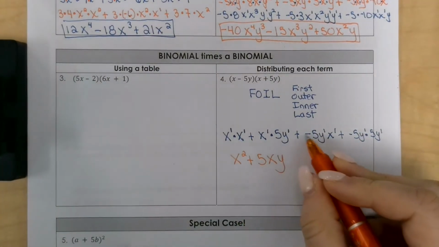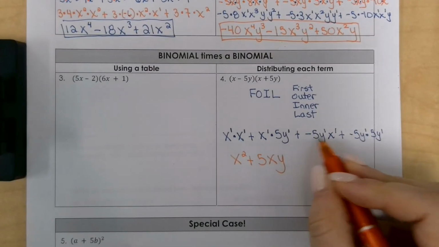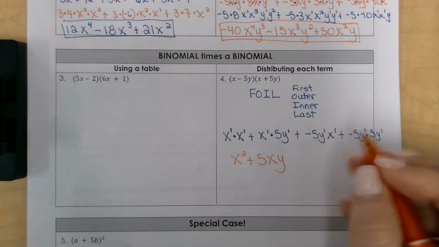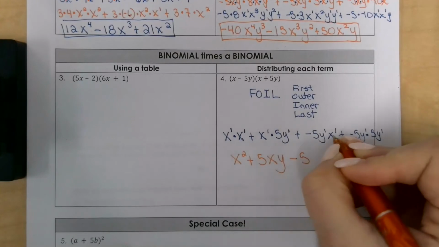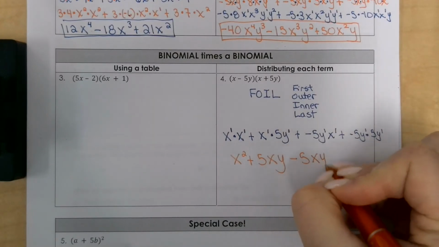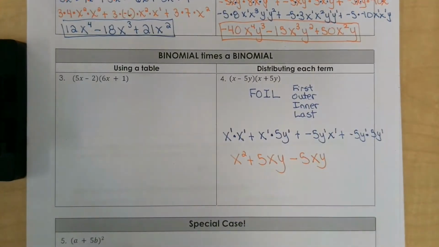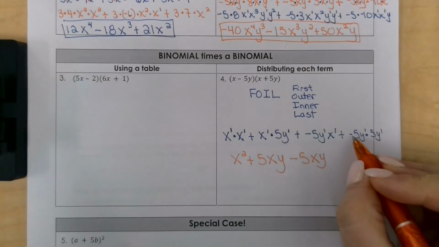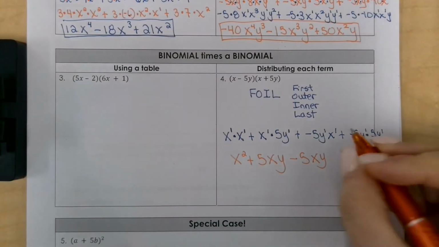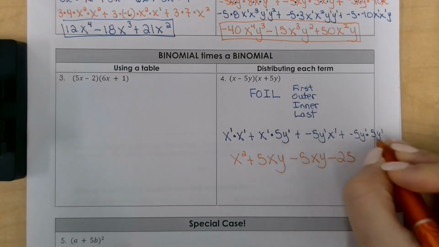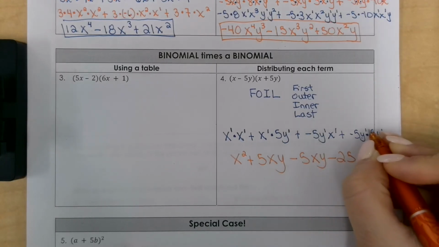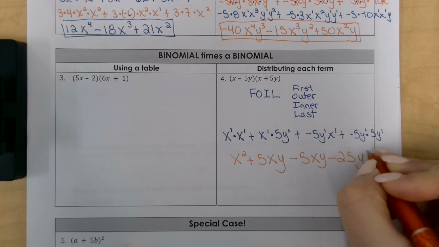On this one, I've got minus 5. Well, it doesn't look like there's any other coefficient, so it's just going to be minus 5. And I'm going to rewrite it so it says xy. You should write your variables in alphabetical order. And my last term is going to be negative 5 times positive 5. That's minus 25. And I've got a y to the first and a y to the first. That's 1 plus 1, y squared.